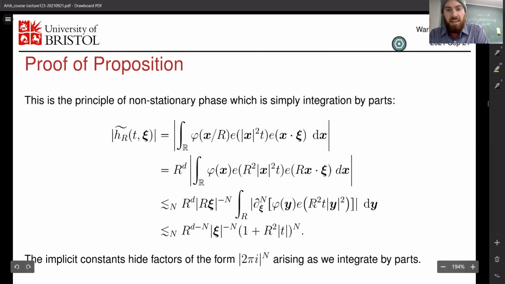Because it's this phase that's really blowing things up. Phi is fixed, so all of its derivatives are fixed and it's Schwartz. That's a well-controlled thing. But these r squared times t are really messing with you. All the implicit constants that arise are something like 2 pi i to the n. And so when you take absolute values and everything, it's just 2 pi to the n. So this implicit constant actually grows exponentially, or polynomially, in terms of the number of times you integrate by parts.